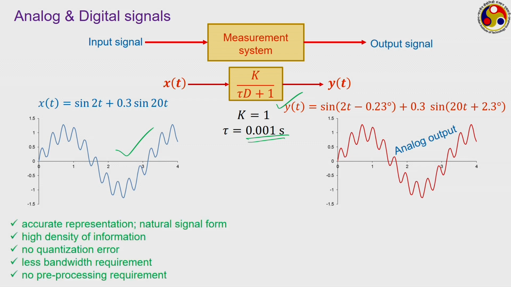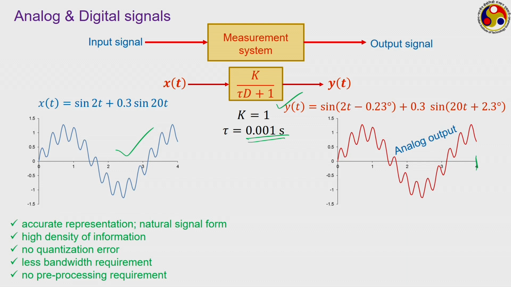So, analog signal provides several advantages. The first one, the most obvious one, is that it is the natural signal itself, and so it is a highly accurate representation of what we are trying to get. Now, we have a very high density of information, because theoretically we have infinite number of data points, and we can extract the value of the output signal y at any possible time starting from t equal to 0 to t equal to 4 in this example. For any value of t we have some y value available. Then there is no quantization error. What is quantization? We shall be coming to that very shortly.